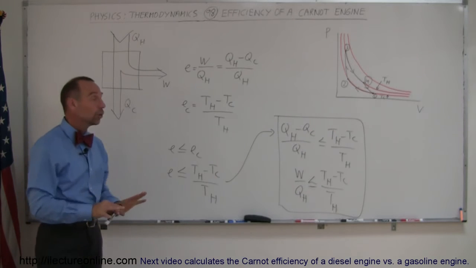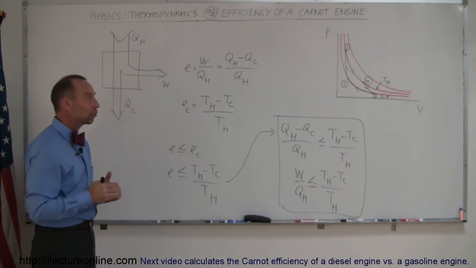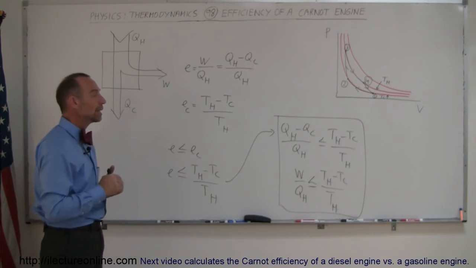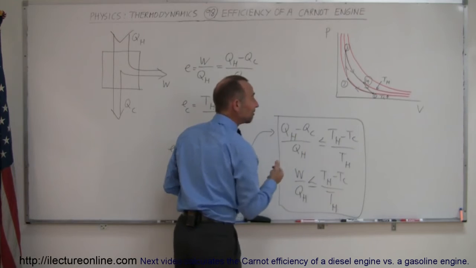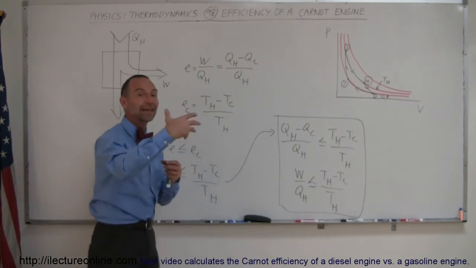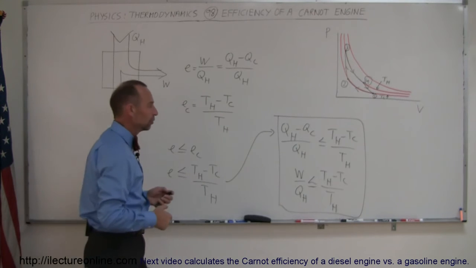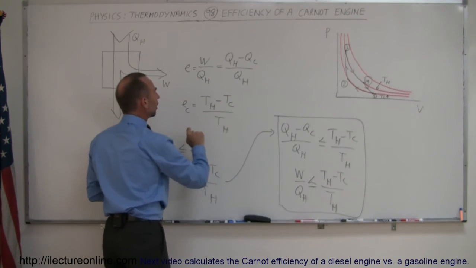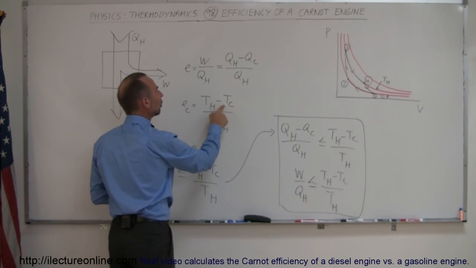But all we need to know to solve these types of problems is to realize that there's an upper limit as to how efficient an engine can be, and that's determined by the temperature at which we receive heat from the hot reservoir and the temperature at which the heat is exhausted to the cold reservoir. And you can imagine, if you want this to be large, then all you have to do is make T hot larger and T cold smaller.